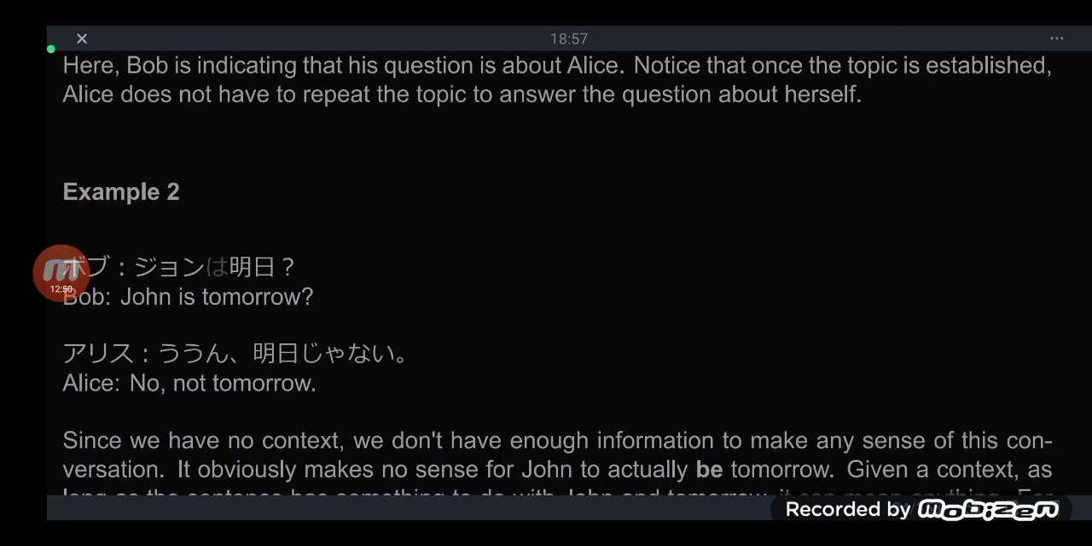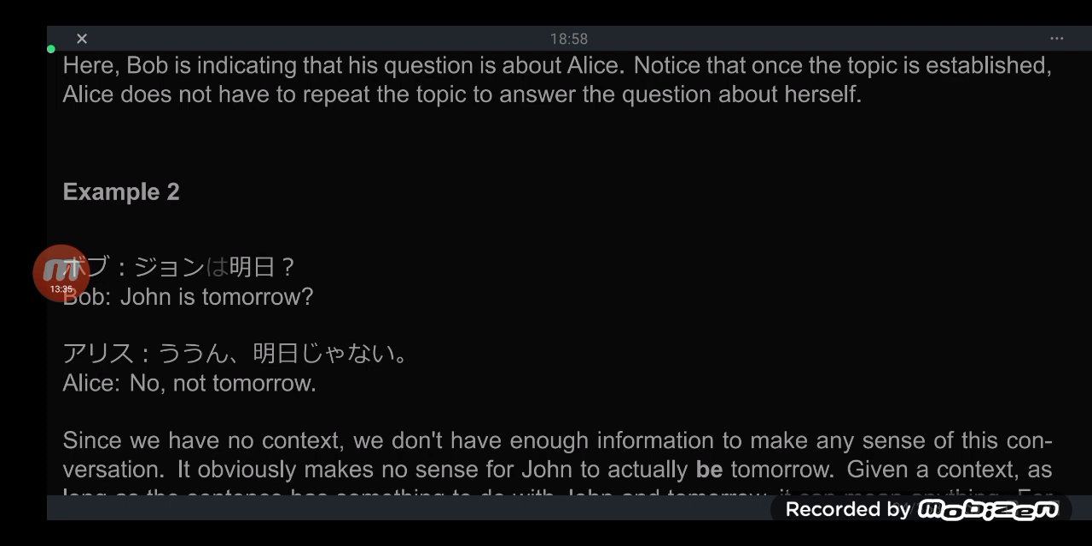Okay, let's take another example. Again, it's Bob and Aris. John wa ashita? Meaning, is John coming tomorrow? Probably they have a meeting scheduled for tomorrow. John wa ashita? Is John going tomorrow? And then Alice will reply, ashita janai. Probably next week. Meaning ashita janai, or not tomorrow.